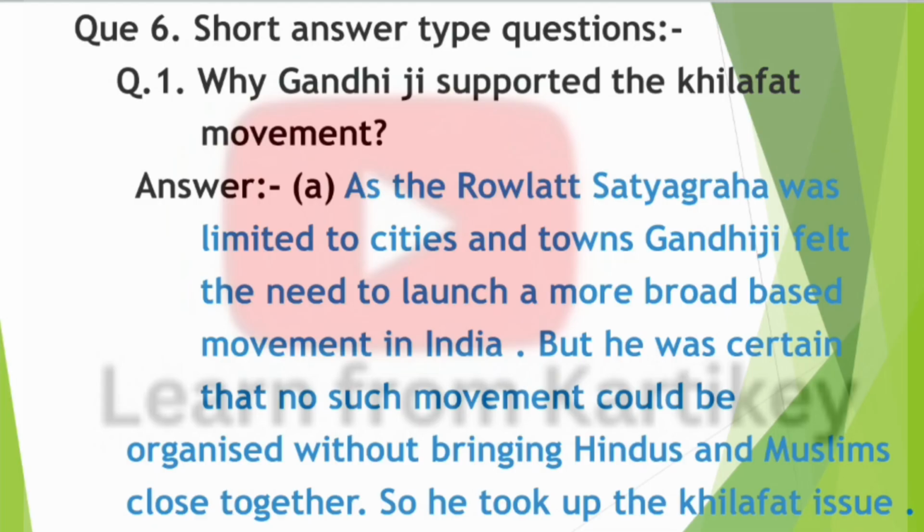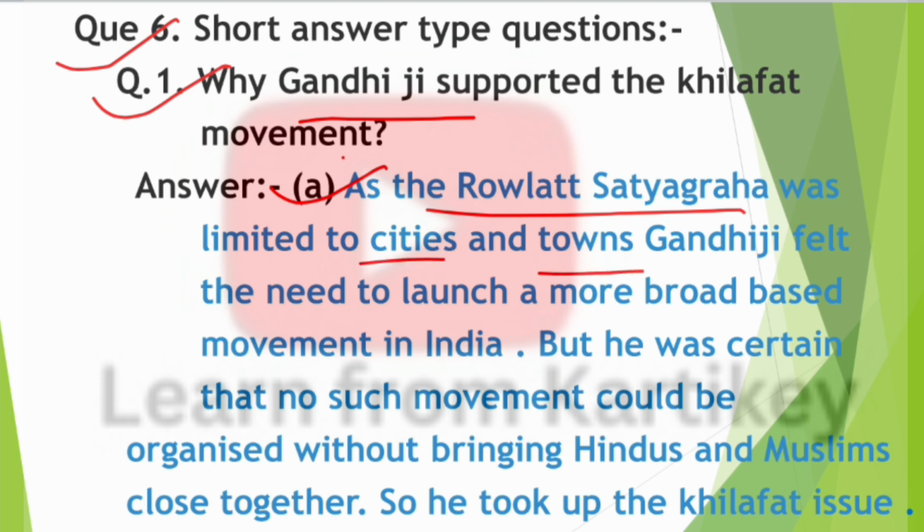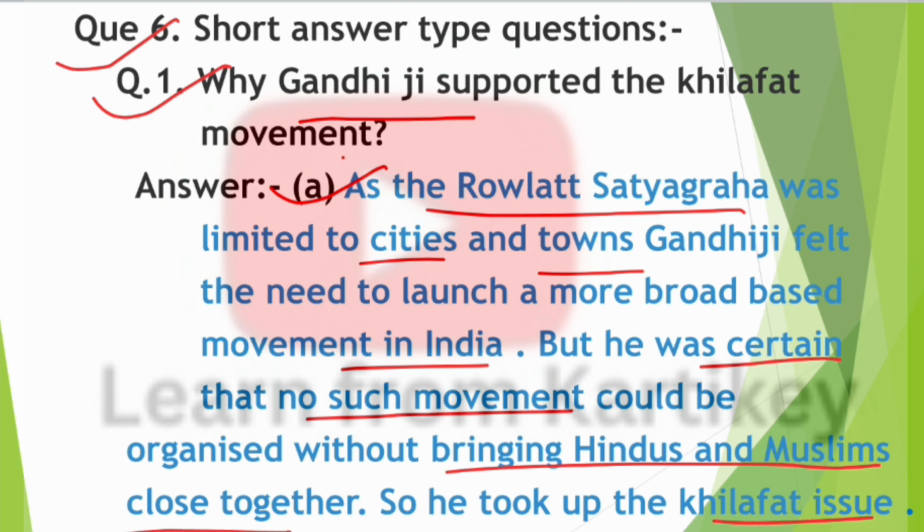So now we are moving to question number 6, short answer type questions. Question number 1: Why did Gandhi ji support the Khilafat movement? Answer, first point: as the Rowlatt Satyagraha was limited to cities and towns, Gandhi ji felt the need to launch a more broad-based movement in India. But he was certain that no such movement could be organized without bringing Hindus and Muslims close together. So he took up the Khilafat issue.